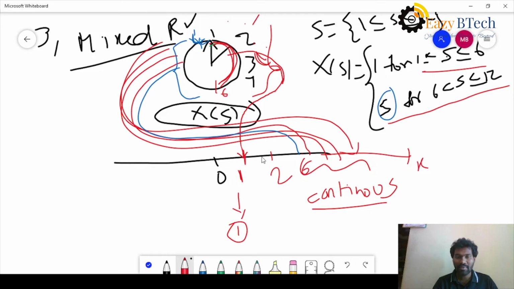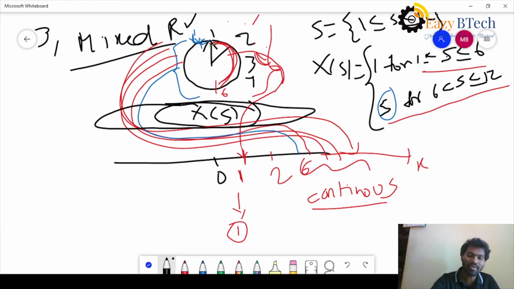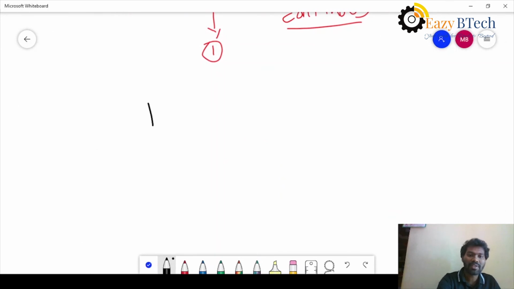real axis contains, so one more thing, your mapping always goes through your random variable only. Random variable only, it should not come outside. Now see, it comes all through the function, and here it is having continuous values and one discrete value. So the real axis has both continuous and discrete values. So that's why the random variable comes with the name mixed random variable.